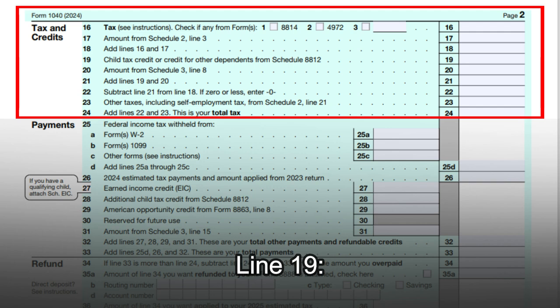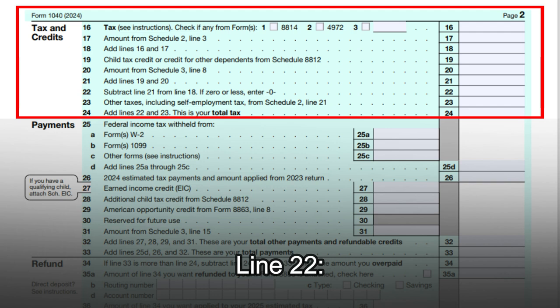Line 19. This line refers to the child tax credit or the credit for other dependents from Schedule 8812. These credits reduce your total tax liability. Line 20. The amount from Schedule 3, Line 8, which might include other credits like the American Opportunity Credit or the Lifetime Learning Credit. Line 21. Add the amounts from lines 19 and 20, which will give you the total credits you're eligible for.